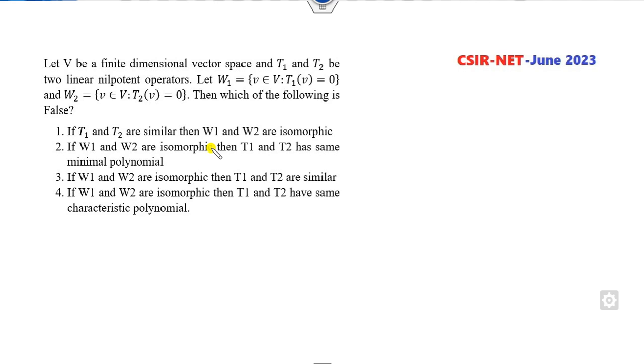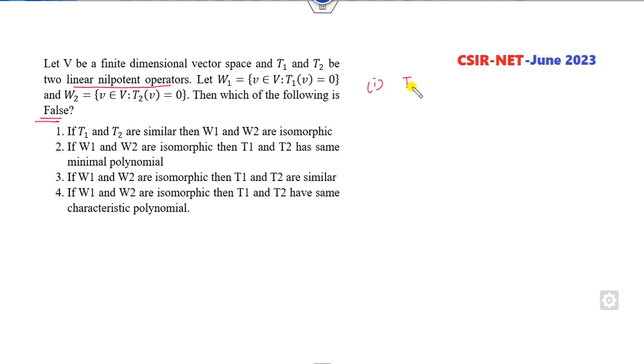Okay, look at this another one. Again, this is a very simple question. V is a finite dimension vector space. T1 and T2 are nilpotent matrices, such that W1 is here, W2 is this. Then which of the following statements is false?